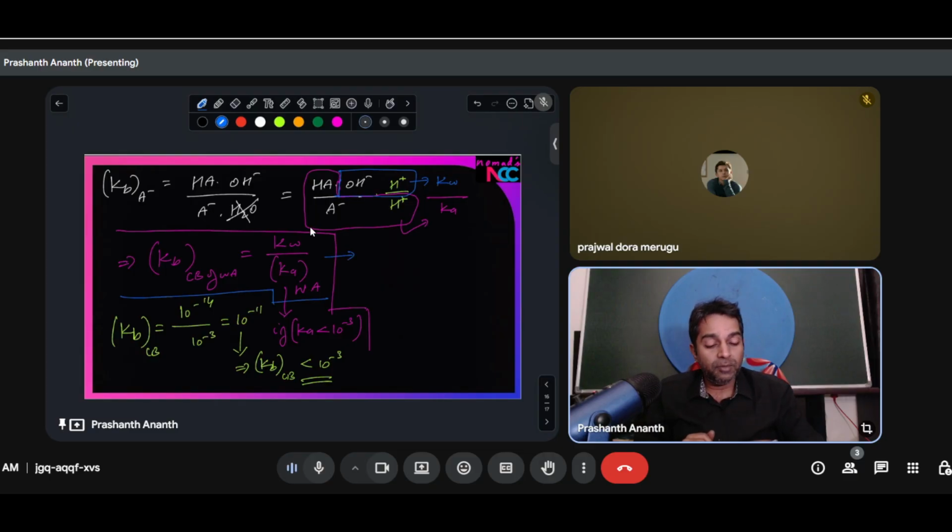So this equation mathematically can be extrapolated now as Kb of conjugate base of weak acid is equal to Kw by Ka of weak acid. Yes. So Ka for conjugate acid of weak base can be written as Kw divided by Kb of my weak base in this particular case here.